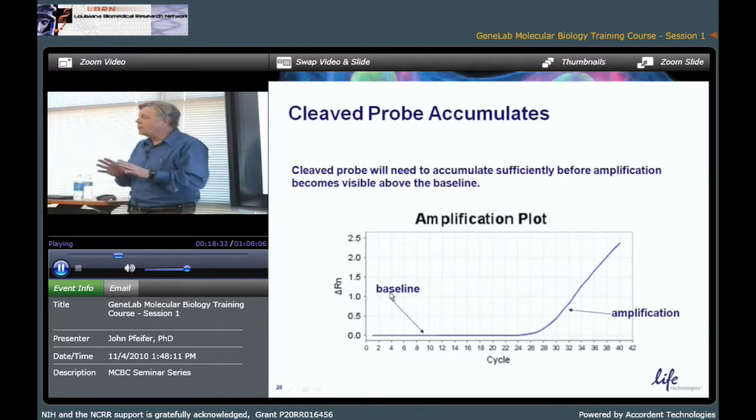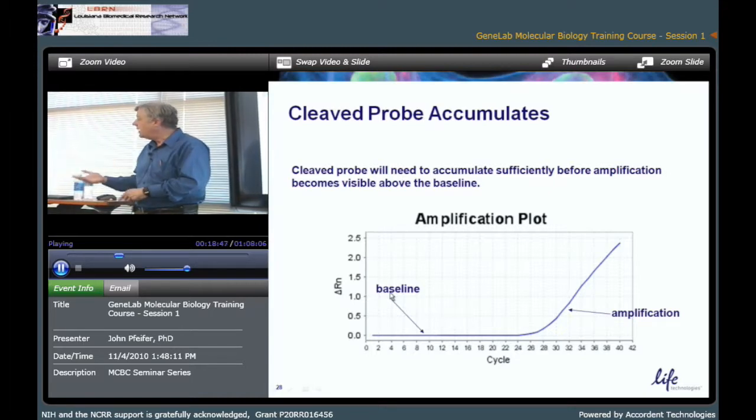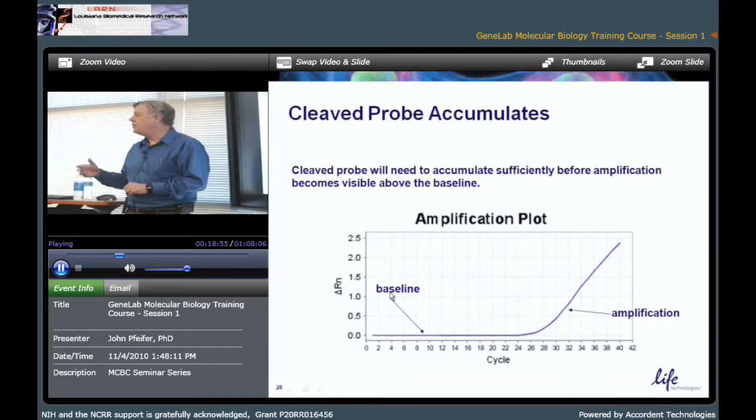So there's a little rule that's going to set the stage for quantification. That rule states that the greater the number of target molecules I start with before PCR begins, it will take me fewer cycles before I cleave enough probe to see signal. And conversely, the smaller number of target molecules I started with, it'll take me more cycles before I cleave enough probe to see signal. So we could call this an inverse relationship, and that forms the basis of quantification in real time.